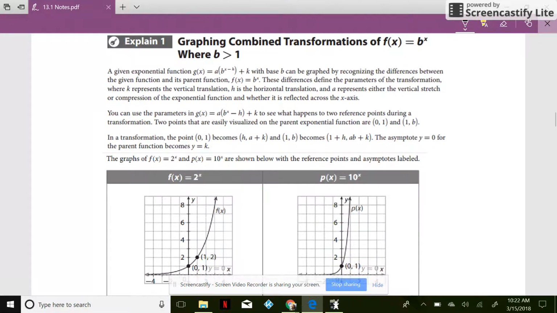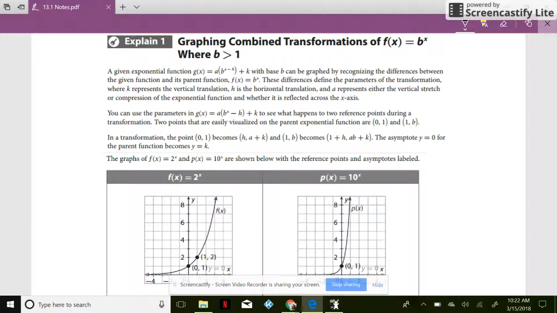So if we want to graph these types of functions, a given exponential function of the form a times b to the x minus h plus k, with base b, can be graphed by recognizing the differences between the given function and its parent function. We're going to have the same types of changes to our functions. So that h value is still going to be the horizontal translation. The k value outside the function is going to be the vertical translation, and the a represents the vertical stretch or compression, as well as whether it's reflected across the x-axis.